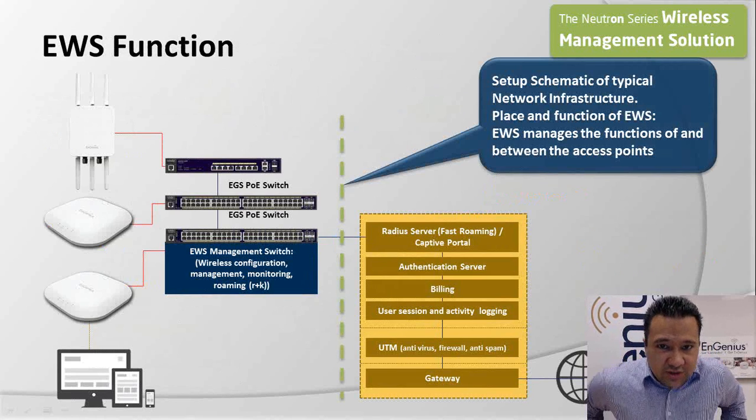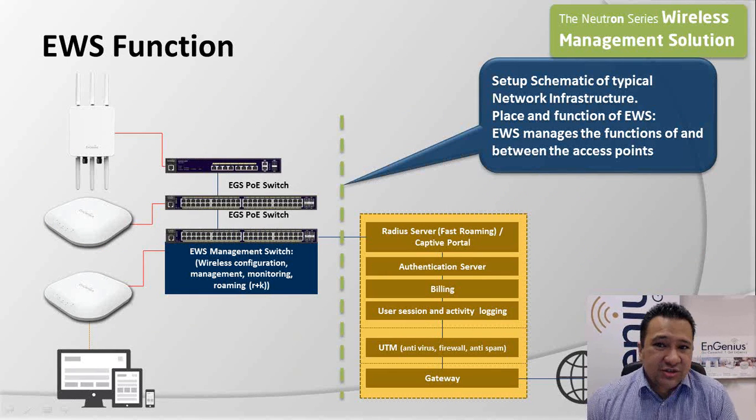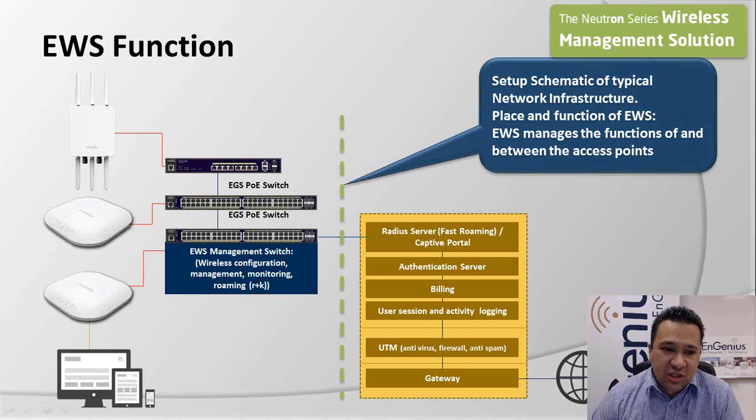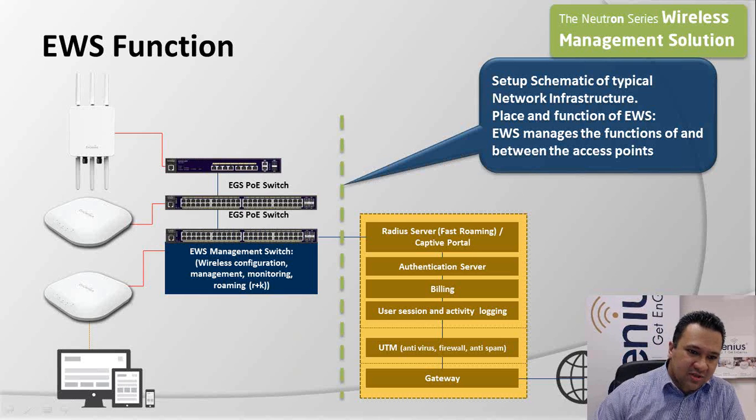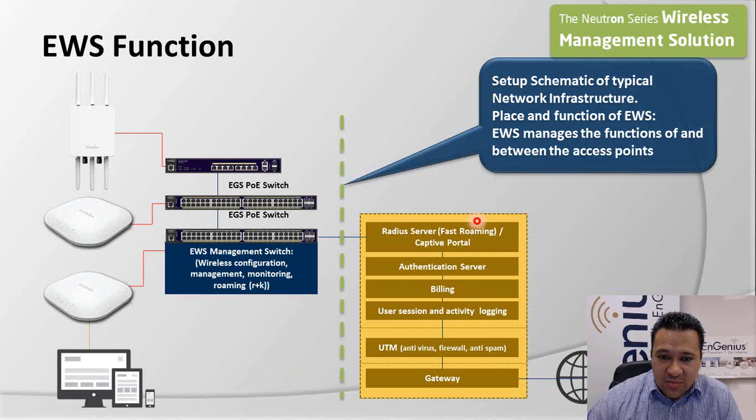So back to the deployment. Additional network servers are not integrated in the management switch. Well, we believe that certain functions should be done by dedicated devices. Functions like fast roaming, authentication, billing, captive portal, logging, and UTM, for instance, should be done by dedicated devices. Sometimes a few services can be in one device, or you have all separate devices for each service. Still, they can seamlessly work in our EWS solution. For example, you can combine a Ucopia access server on this part, and maybe a SonicWall UTM as a firewall.